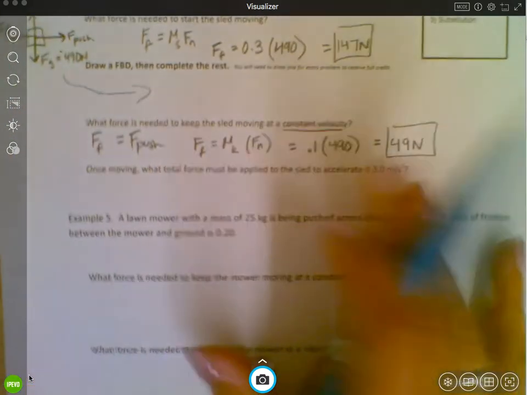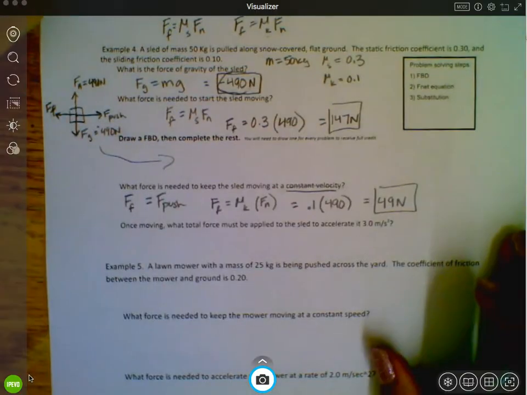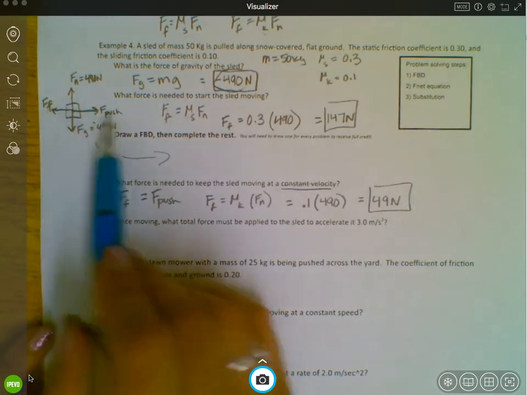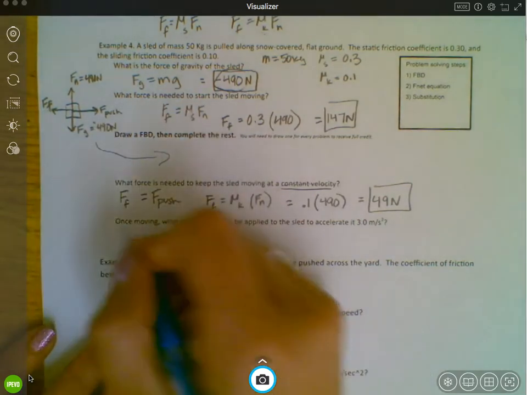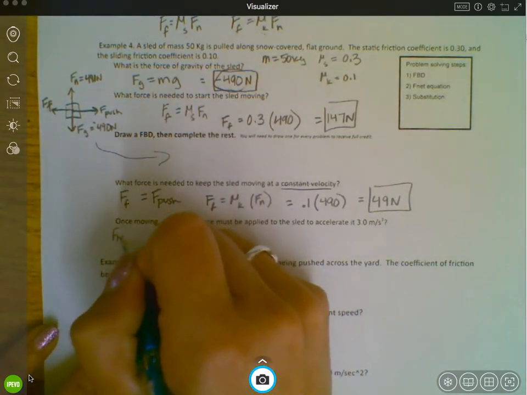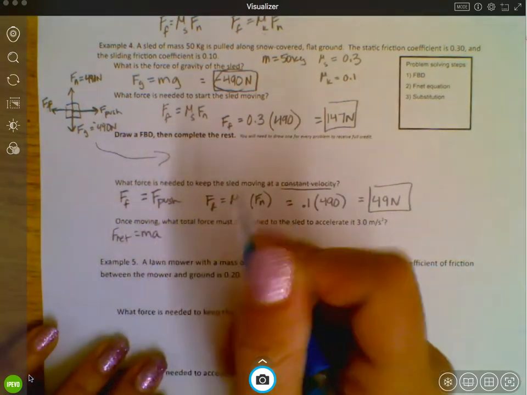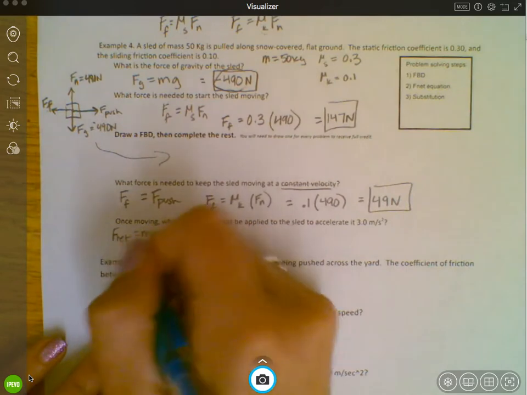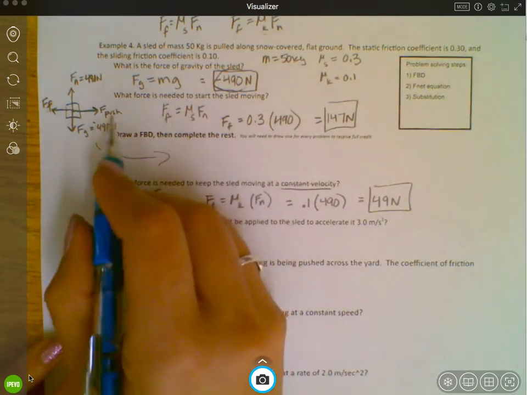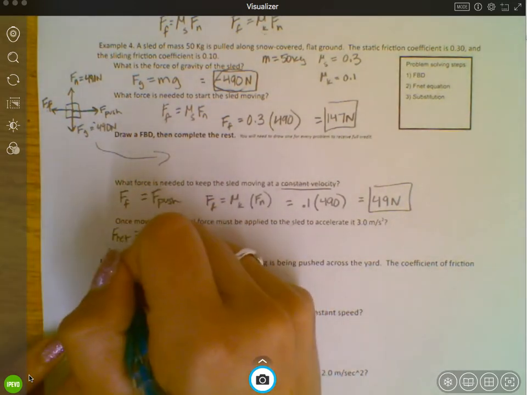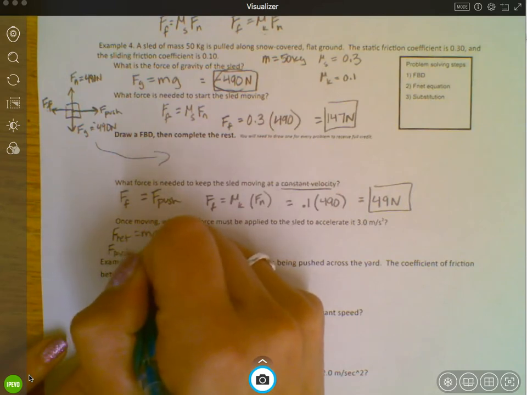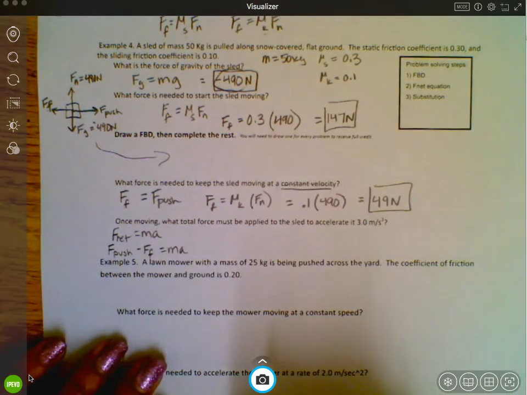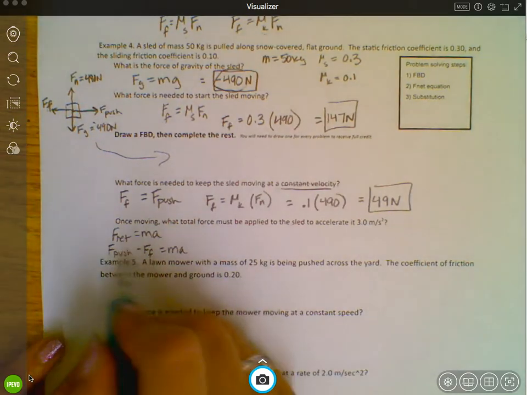Go back up here. Okay, we're dealing with these forces because we're in the x direction. So F net equals ma. Okay, but then the net force is also solved by figuring out the positive forces minus the negative forces. So with the push force minus the friction force equals ma. Okay, so we're going to use this equation.